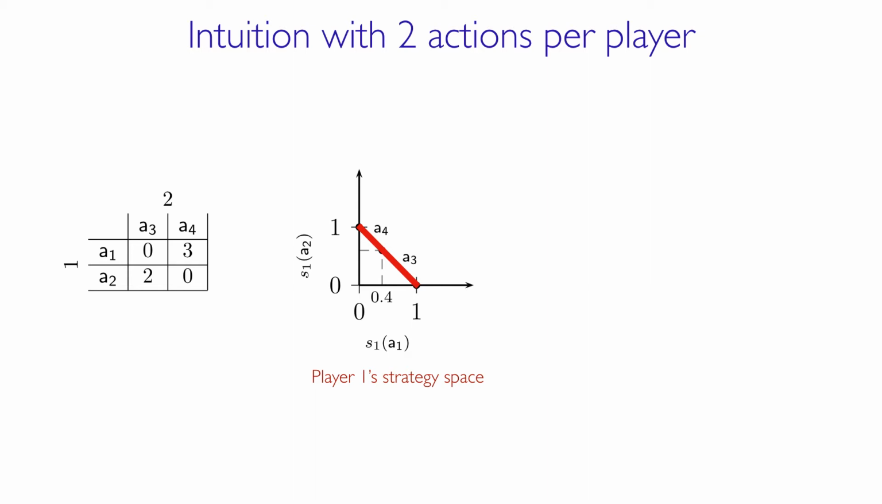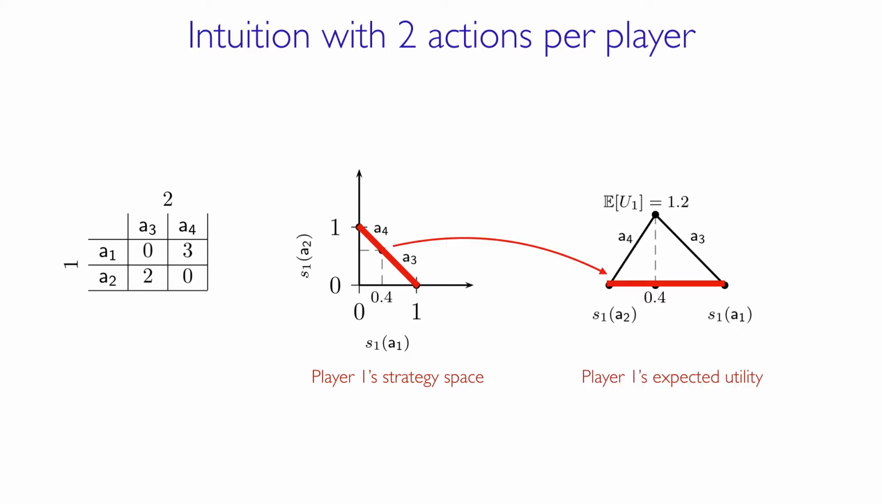Focus on the simplex of player 1. We represent the expected utility of player 1 as the strategy of player 1 changes on the simplex. The behavior of player 2 is given as discussed before. Again, when player 1 plays A1, then player 2 plays A3, and the expected utility of player 1 is 0. When player 1 plays A2, then player 2 plays A4, and the expected utility of player 1 is 0.